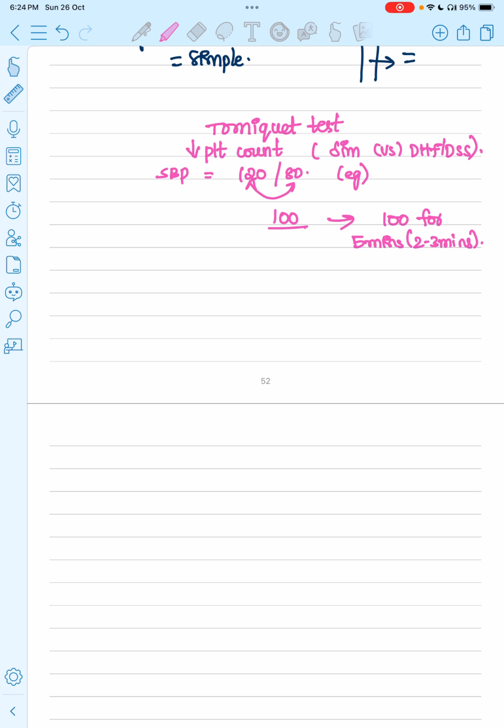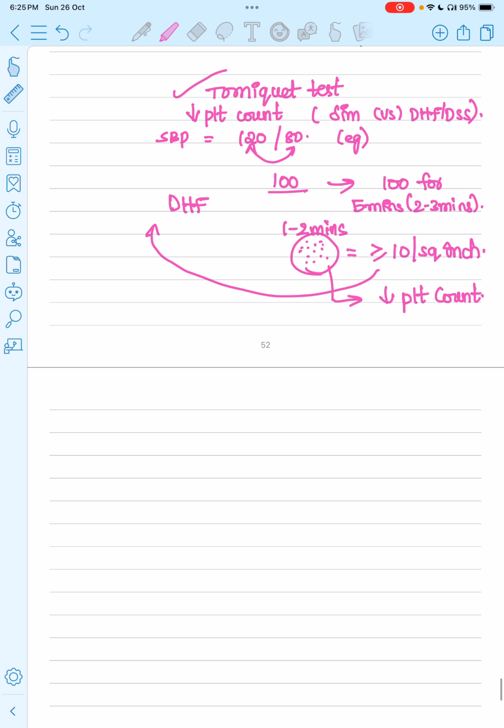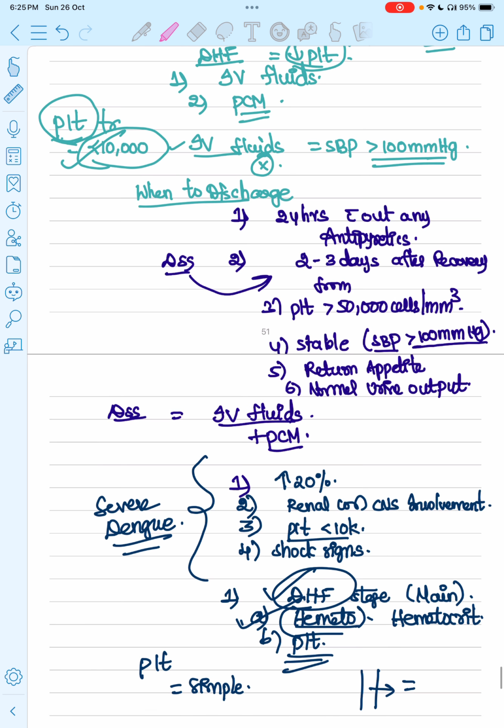After that, deflate it and wait for 1 to 2 minutes. Then you can see tiny point papules below the cuff, more than or equal to 10 per square inch, as the diagnosis of dengue hemorrhagic fever. The papules occur because of decreased platelet count. This is the tourniquet test. The tourniquet test is used in identifying which disease it is, dengue. That's all about dengue. Thank you.